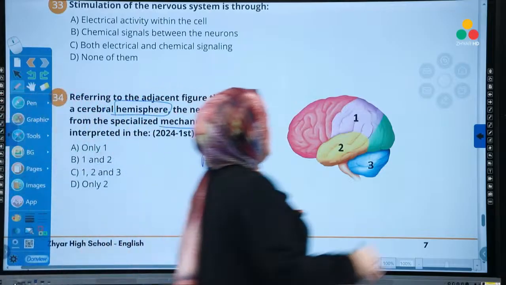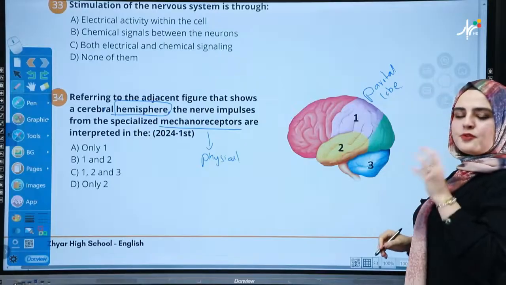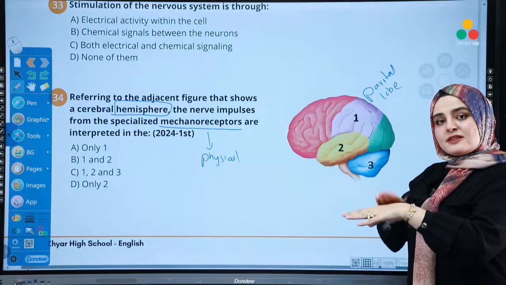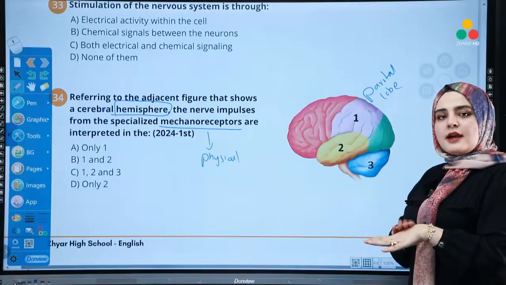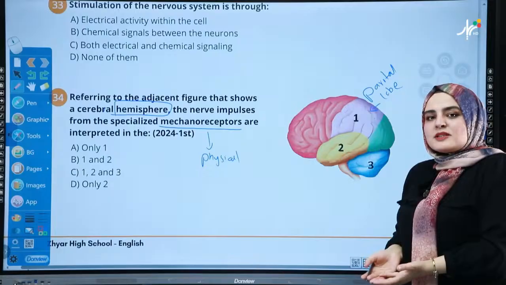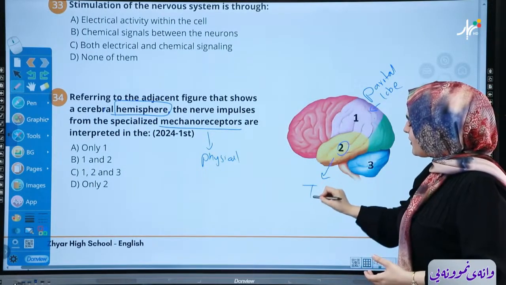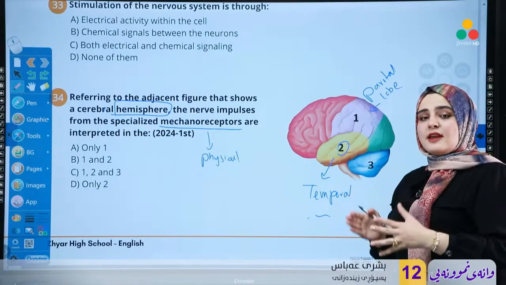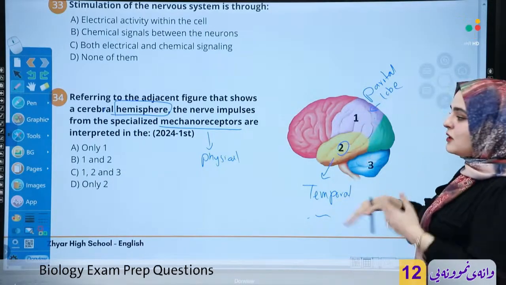Area number 1 is the parietal lobe. The parietal lobe is known for sensing. Every sensory information goes there, like touch. Touch is something physical. There's no chemicals here. There's no light. There's no anything else. Touching is going here. So it's mechanoreceptors that read it and send it here. As for the second, it is the temporal lobe. The temporal lobe brings back signals from the ear. And we know that the ear has hair cells that respond to movement. So 1 and 2 are both correct.